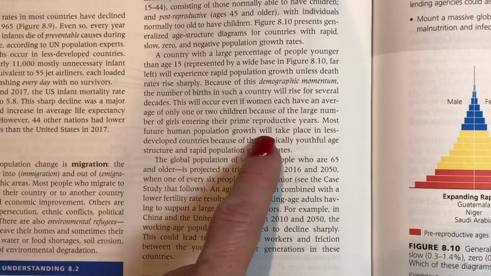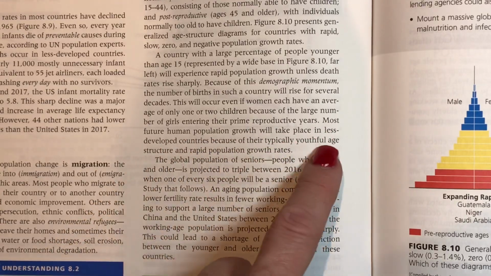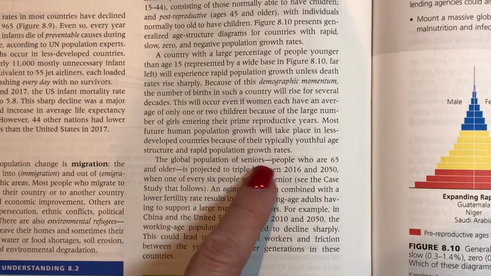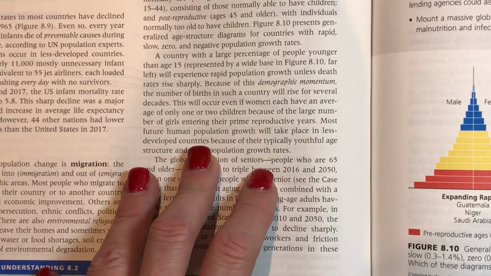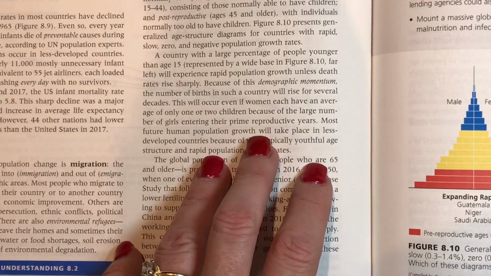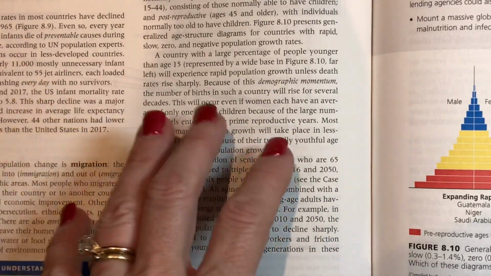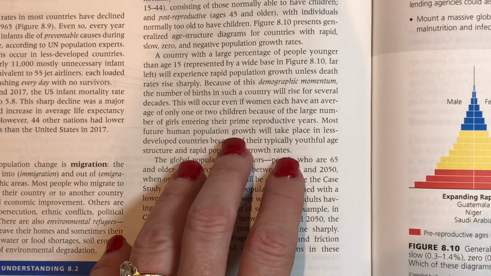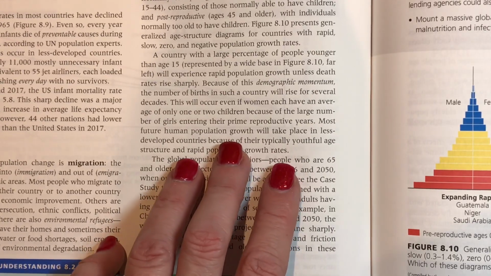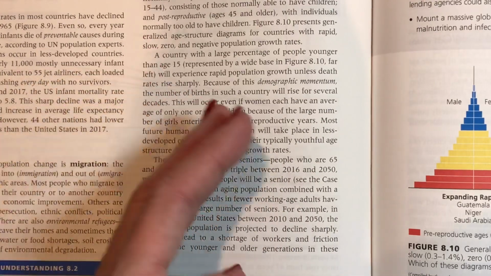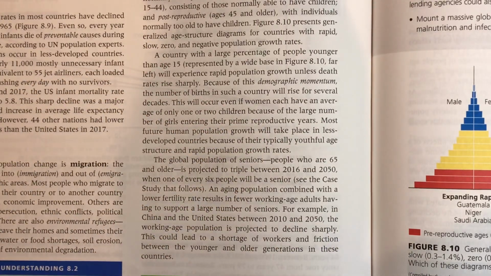Most future human population growth would take place in less developed countries because of their typical youthful age structure. And these are also places, again, we're going to discuss this in a little bit, where women don't have as many rights, they're not as educated, and so a lot of times their reproductive decisions are not their decisions, and so they end up having children at a younger age, and so they end up having the opportunity to have more children throughout their lifetime.